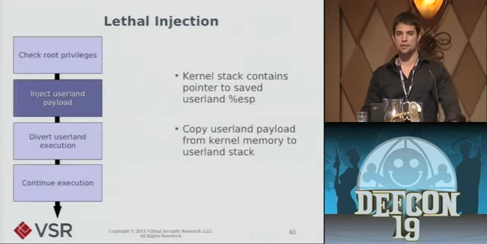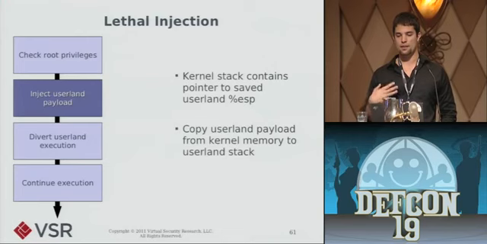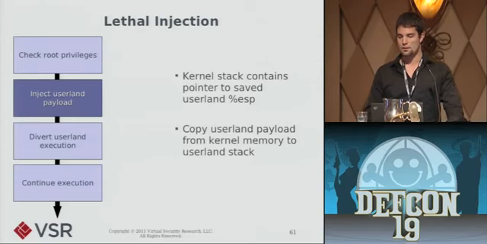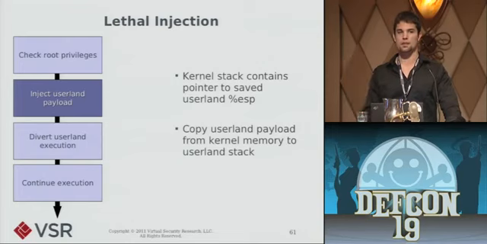Next, we need to actually inject our userland payload into this process that we've now hijacked. So the kernel stack, as a result of that stack switch that I just mentioned, actually has a pointer to the saved userland stack pointer. So when the process enters kernel mode, the CPU pushes the userland stack pointer onto the kernel stack so that when it returns from that system call, it knows to put its stack back to where it was. So let's put our payload on the userland stack because we can just read that pointer and know where it is. So what we do is we copy that userland payload that we installed earlier as part of that sort of install packet from kernel memory, wherever we put it, onto this process's userland stack.